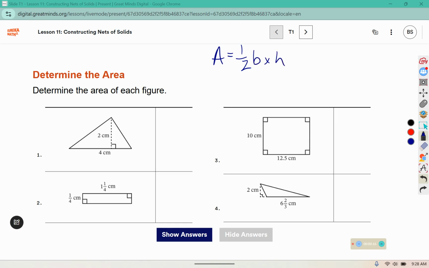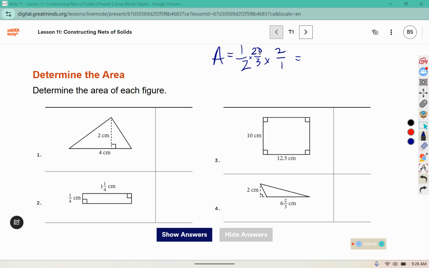I'm going to change this mixed number into an improper fraction. 6 times 3 is 18, plus 2 more makes 20. So 20 thirds is our base. And our height is 2, which can be rewritten as 2 over 1.